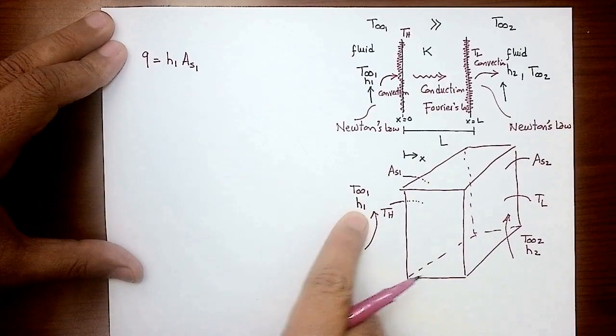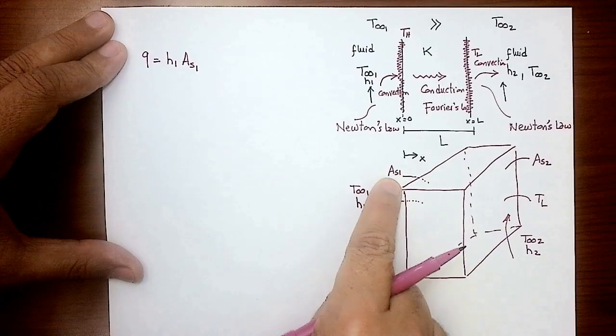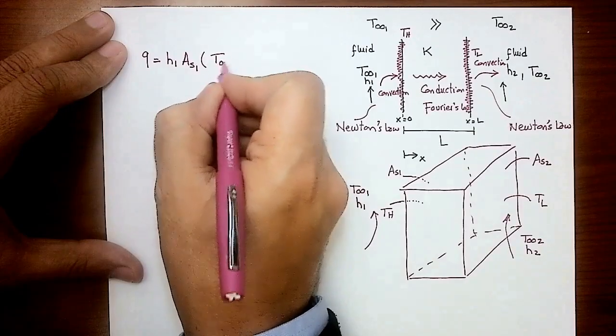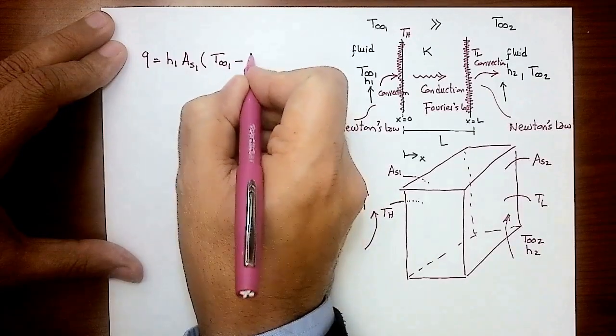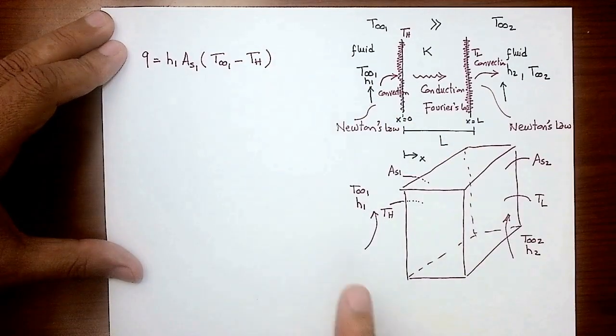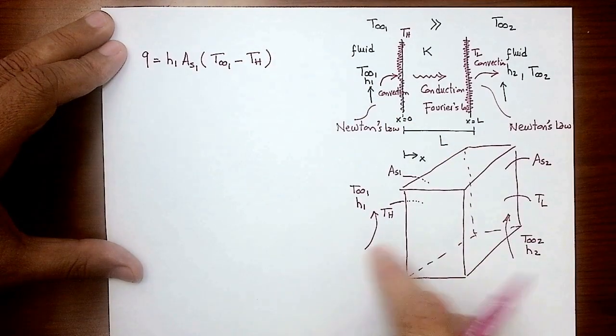So Q is going to equal H1 surface area 1. Now I know the heat or the energy is going in that direction. So I'm expecting that T infinity 1 is higher or larger in value than TH. So this will give me the value of the heat transfer that's going to be transferred by convection from that hot fluid to that back face of the cubical shape here.